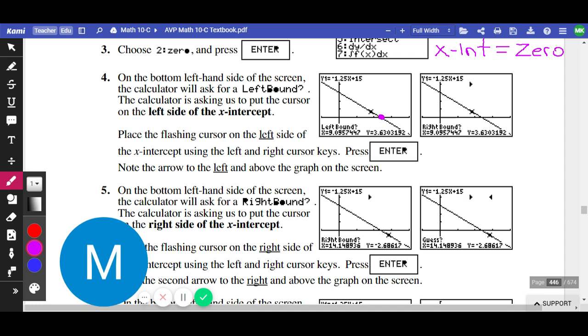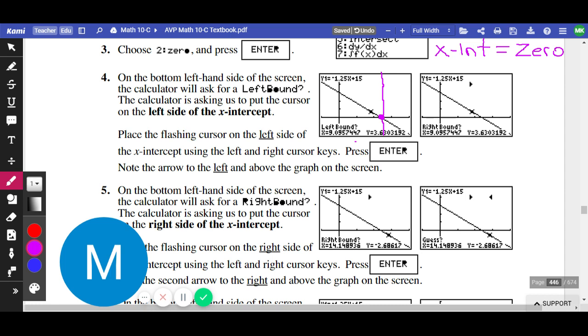When it says left bound, it's saying, show me a spot that's to the left of your x-intercept. Looking at this picture, if I were to draw a line straight down through the x-intercept, like that, I need to move my cursor to the left side of that straight line. I can only use the left and right arrows. So using the left arrow, move your cursor to the left side of your x-intercept, that invisible line right there. When you're on the left side, hit enter.